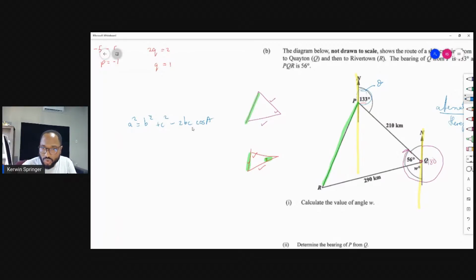So let me just show you who is who. This is the cosine rule. It's a little tiny there. And those of you who are interested in the formula book, I'm saying this because I'm going to bust it out just now.